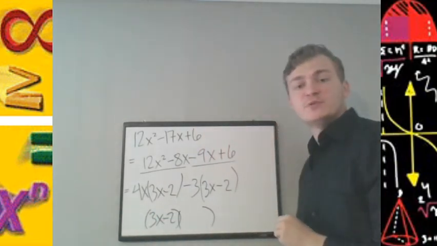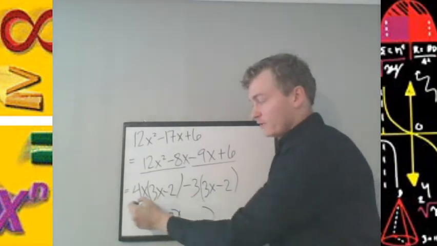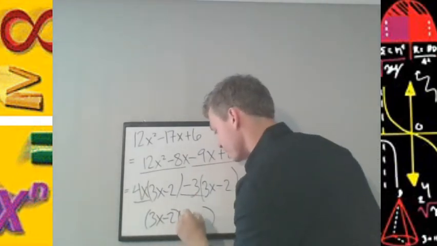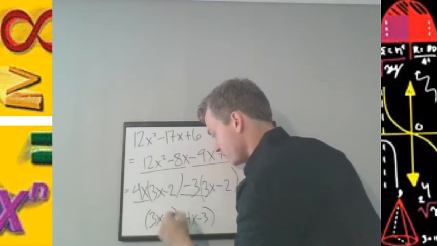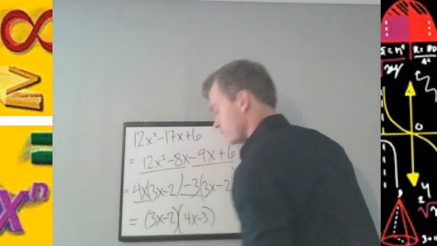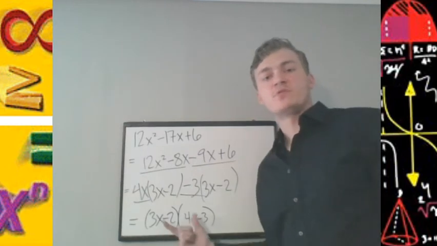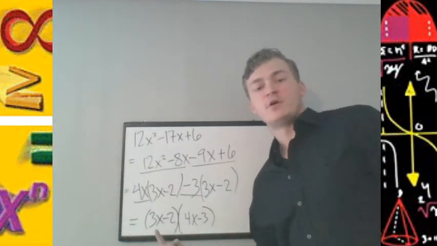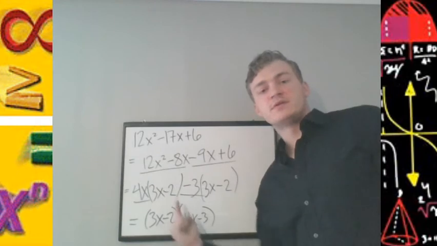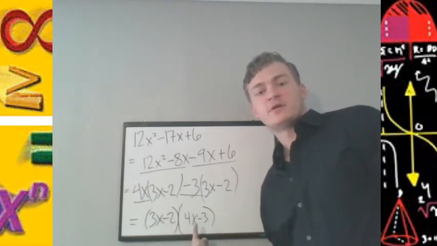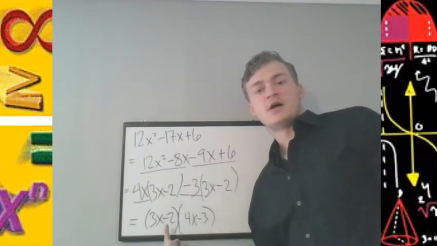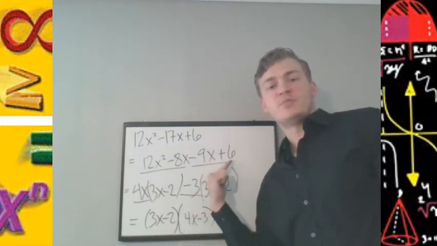When you factor, introduce parentheses to see what you leave behind: 4x minus 3. The product of our two binomials results in our trinomial above. We can check this. 3x times 4x, 12x squared. 3x times negative 3 is negative 9x. Negative 2 times 4x is negative 8x. Negative 2 times negative 3, positive 6.